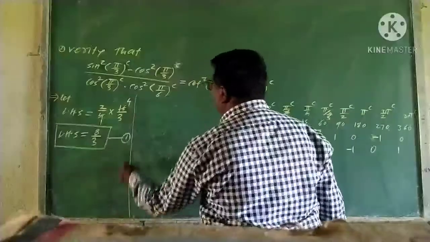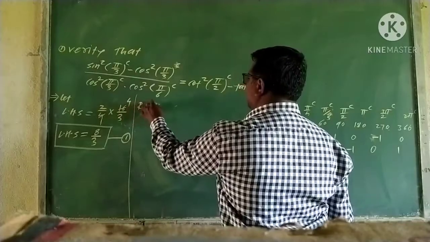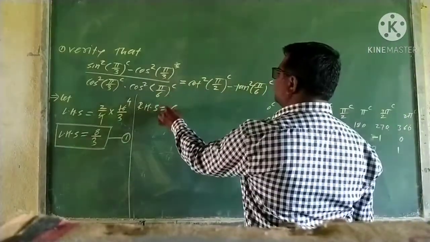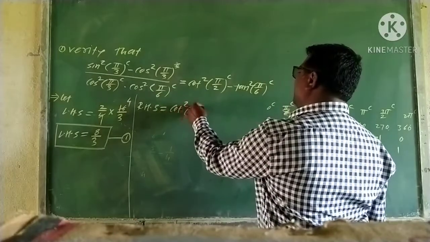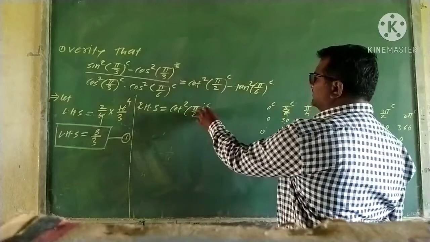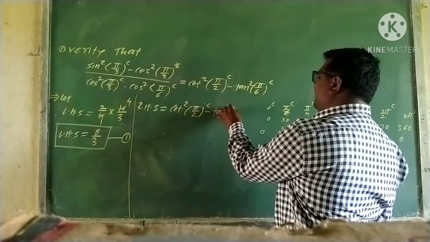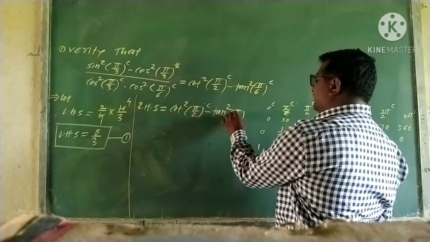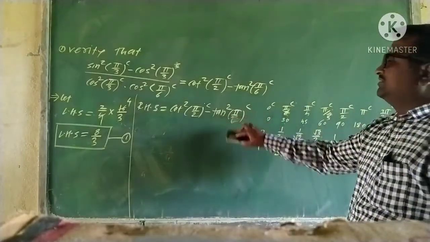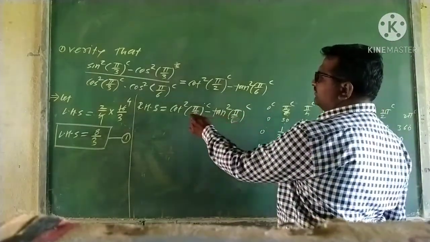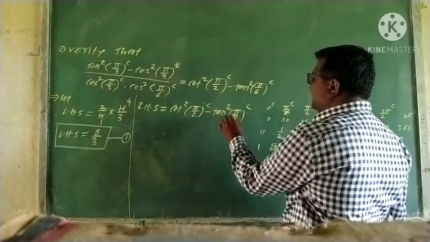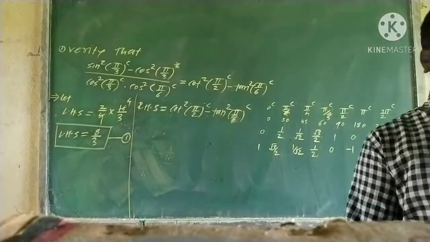Now we write RHS, the right hand side. In the right hand side there is cot square of pi upon 2 radian minus tan square of pi upon 6 radian. Cot square of pi upon 2 radian minus tan square of pi upon 6 radian. Now here we can put in the values.